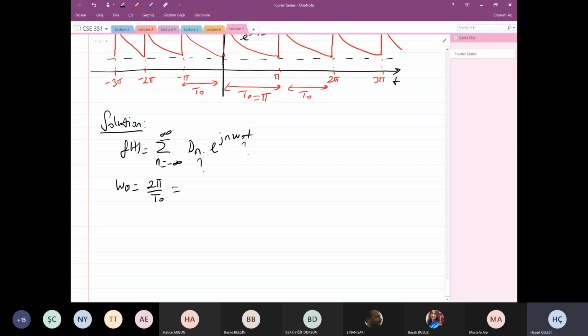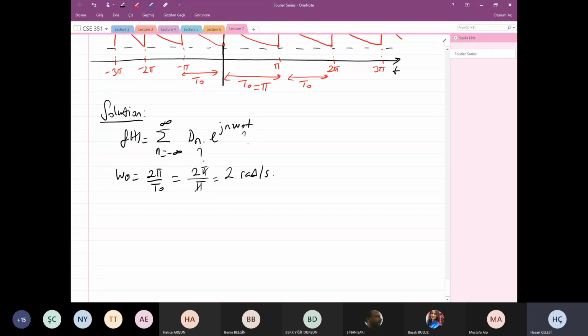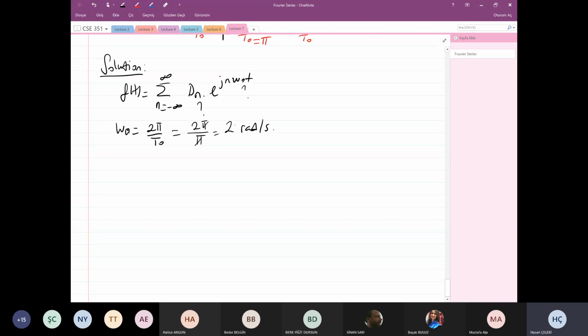And from the previous example, we found the period to be pi, and the fundamental frequency is equal to 2 radian per second, right? Now we need to determine the Dn, which is equal to 1 over T0 times the integration of f of t times exponential minus j n omega 0 t dt.